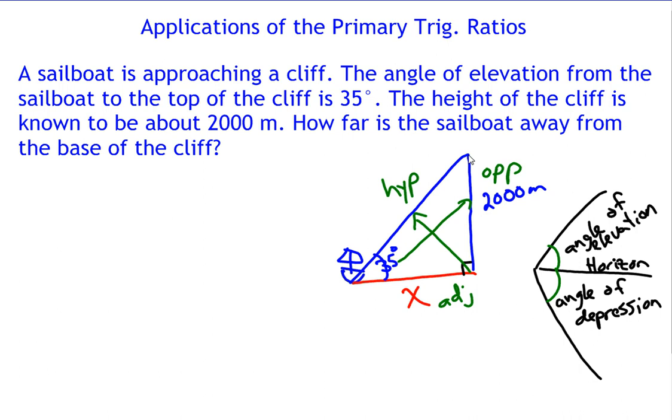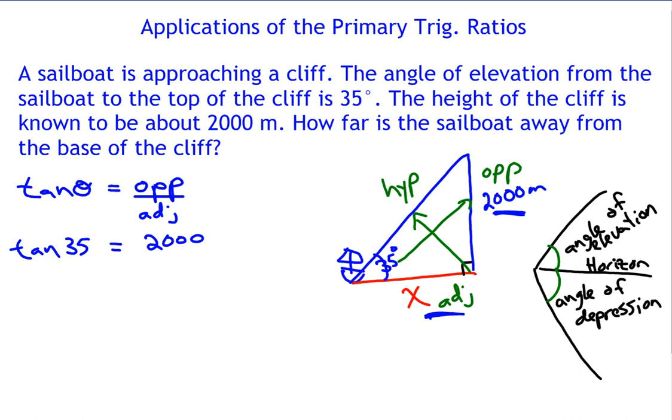At this point, we're going to look at the information that we have. So we have the opposite, and we're trying to find the adjacent. The trig ratio that uses opposite and adjacent is tan. So the tan of theta is equal to the opposite side divided by the adjacent side. And from here we can plug in the values that we have. We know that the angle is 35 degrees, the opposite side is 2,000 meters, and the adjacent side is unknown. So the variable that we're trying to solve for is in the denominator here, x.